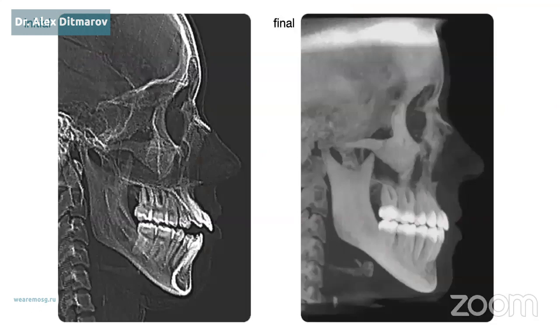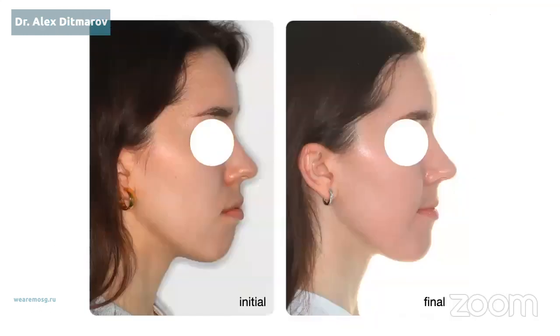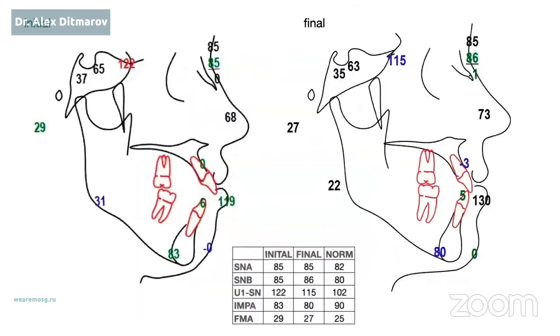Before and after cephalometric image. And you can appreciate some changes in her lower third of the face. You can see some strain in mentalis muscle initially. Now it looks much better. Why so? Because there was a slight, very slight, but it was an important thing in her case.